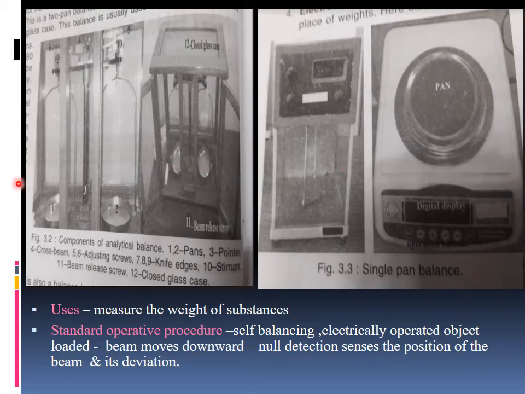Now these are the pictures of analytical balance and single pan balance. Analytical balance, we can see here, has two pans which are suspended from a cross beam within a glass frame or glass case. It measures up to about 200 grams. Dispensary balance is the same as analytical balance, the only difference being that the two suspended pans are there without any support or glass case, and it measures only about 50 grams.